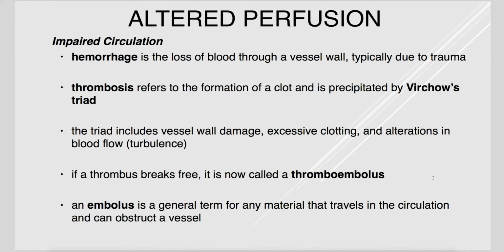So changes in circulation. Hemorrhage, this of course is the loss of blood through a broken vessel wall. Thrombosis, this is the formation of a clot. And there are really three things that precipitate the formation of a clot. These are known as Virchow's triad, which includes excessive clotting, damage to the blood vessel wall, and also changes in blood flow, turbulence. So things like atherosclerosis are certainly things that would cause turbulence.